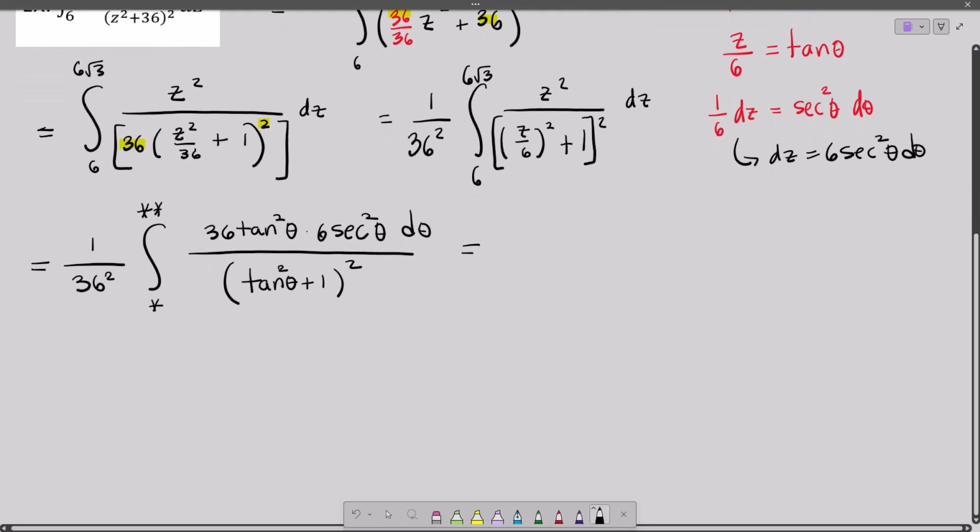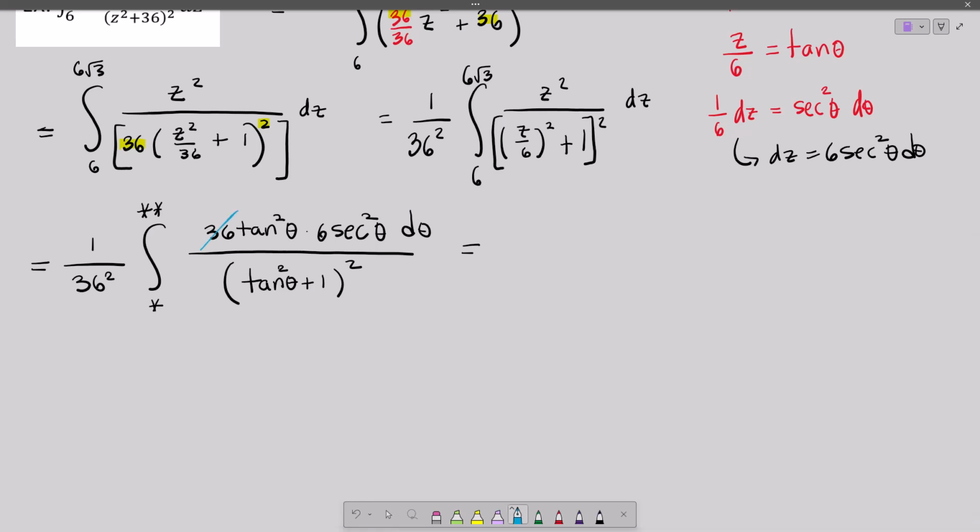Okay, let's see where we're at. Ooh, we have some cancellation in front. One of the 36's is going away. And then the 6 goes into 36 6 times, so we're going to be left with 1 divided by 6 out in front. Integral with placeholder limits. And then in the numerator, we have tan squared and secant squared. And you probably already see a cancellation that's coming, but I refuse to skip a step. Yet.